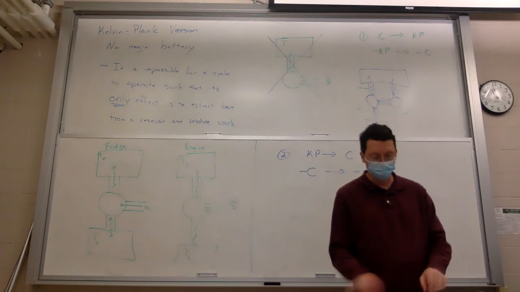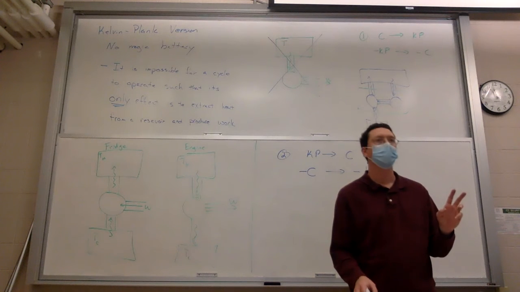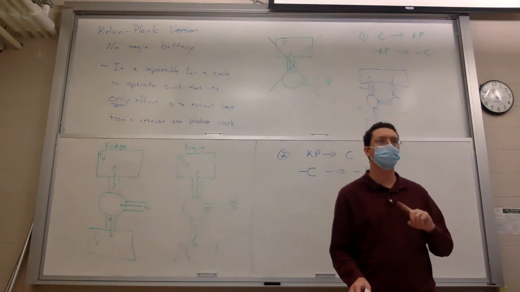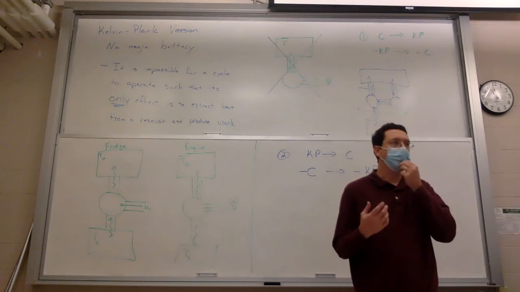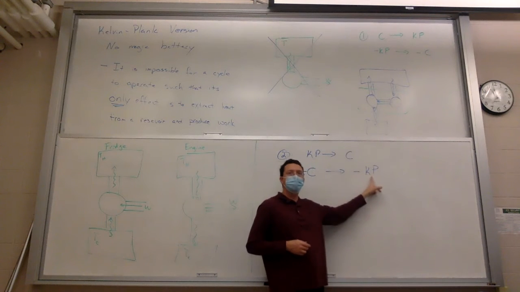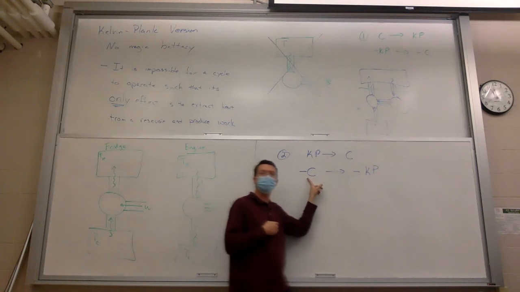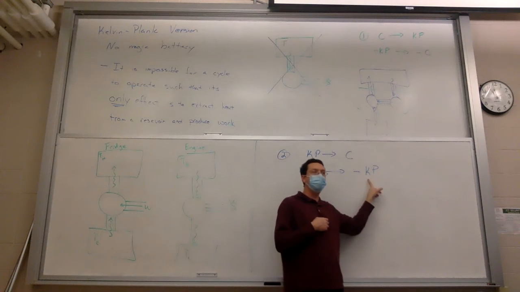What's the noticeable difference between the 2 statements of the second law? One of them has 1 reservoir, one of them has 2 reservoirs, right? So effectively, you're trying to work your way towards a magic battery. So you want to start with 2 reservoirs and then effectively decouple one.